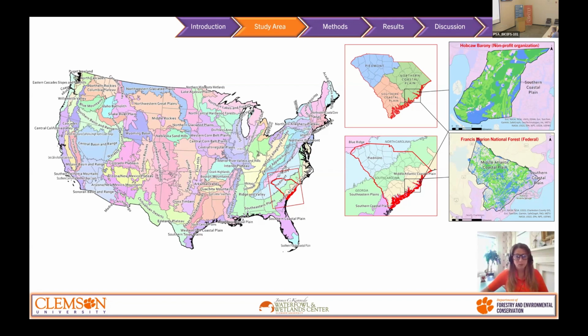Francis Marion National Forest and Haugg Barony are managed by different landowner classes, but although landscape composition differs between sites, each is primarily comprised of freshwater wetlands, which is shown in blue, and forest, which is shown in green. And as you can see, there's a considerable amount of overlap.